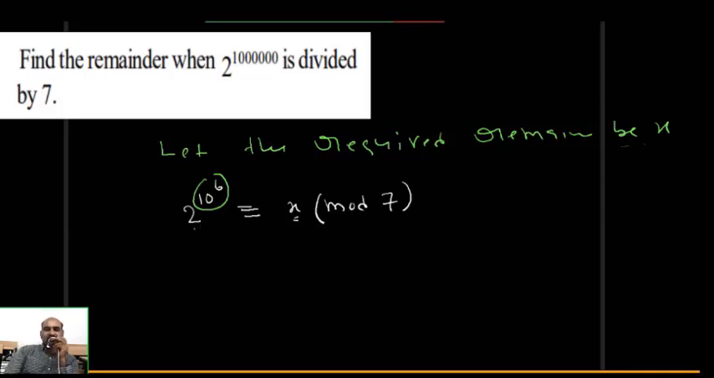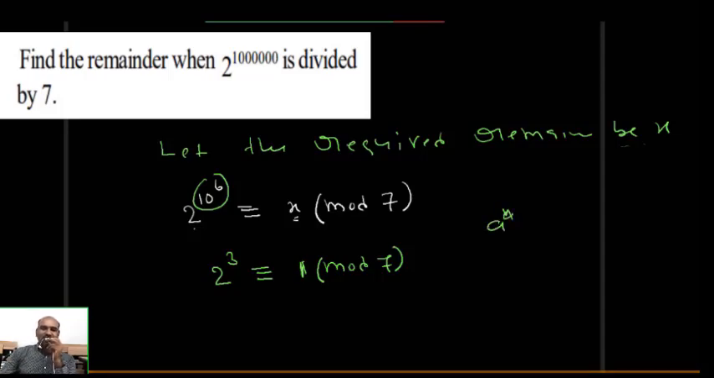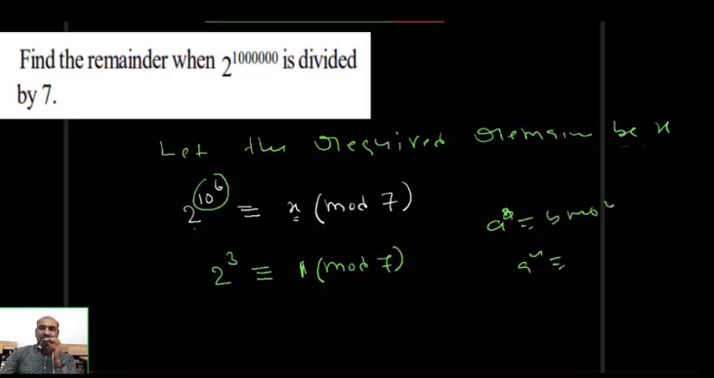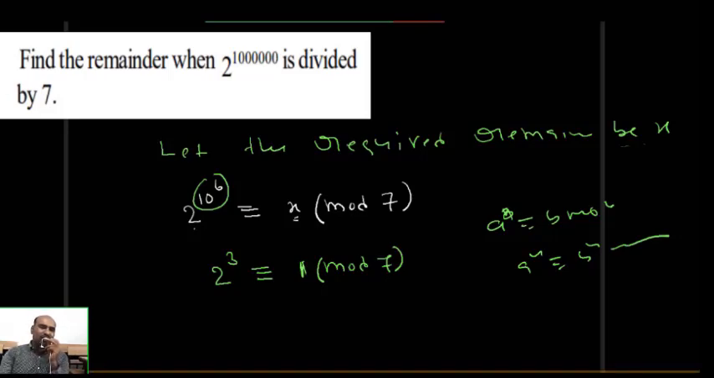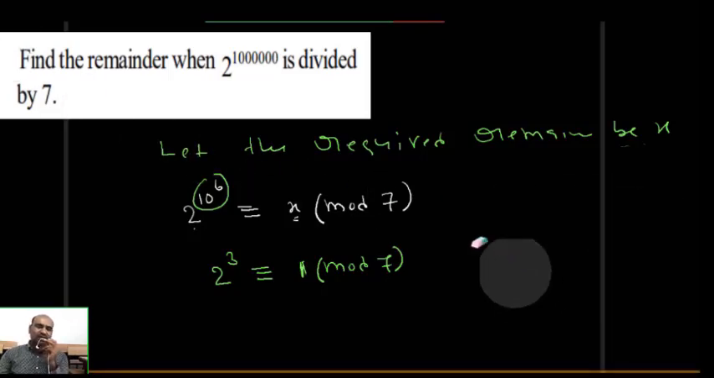Listen students, important question. 2 cube is congruent to 1 modulo 7. Next I am using this concept: if A is congruent to B modulo M, then A power n is congruent to B power n modulo M. I want to raise the power. 1 power anything is 1 only, no? That is the logic to get the 1.